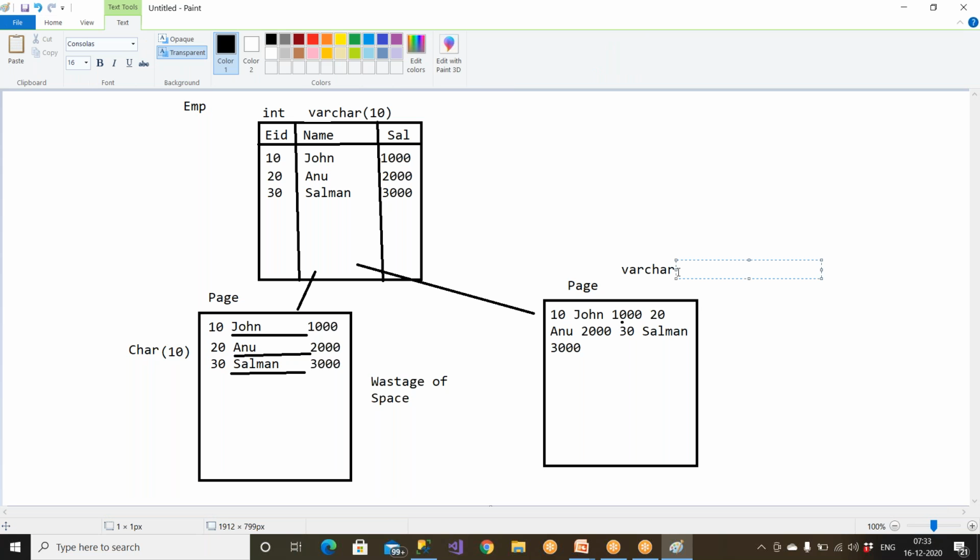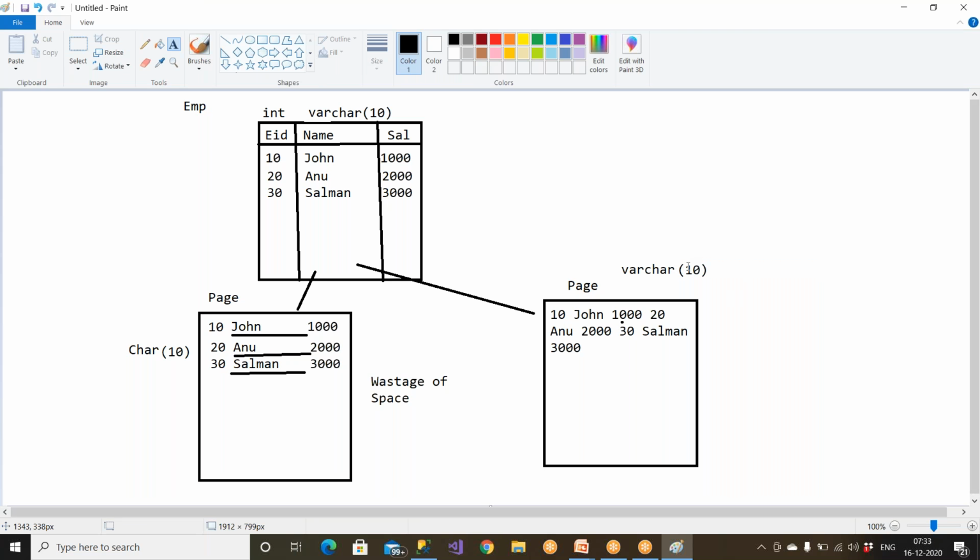So clear. So where char 10 means what? Same thing. Maximum you can store up to 10 characters and the minimum is one character. But here, when you're storing 4 letters, the remaining six spaces are not left in this. But in case of this, it is left. That's what I'm telling you.